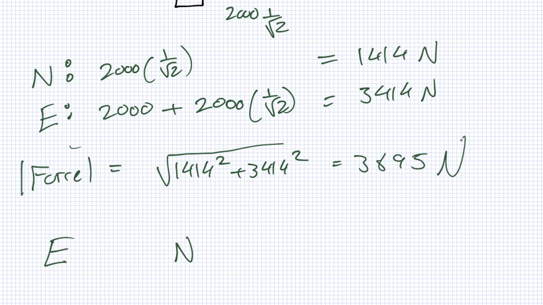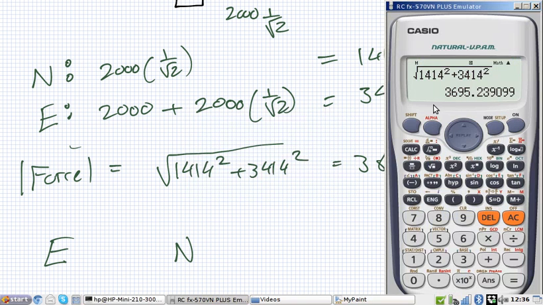That's the magnitude. And now the direction, which will be the usual formula, tan inverse of the north component over the east component. So in the diagram, it's 3,414 east in total and 1,414 north. So it's going to be just tan inverse of 1,414 over 3,414. Okay, that's 22.5 degrees.